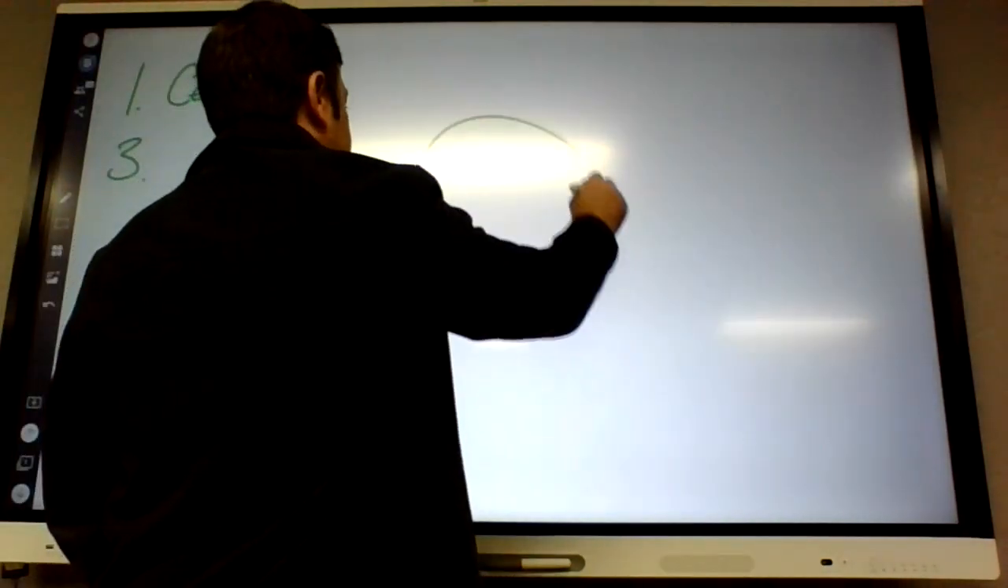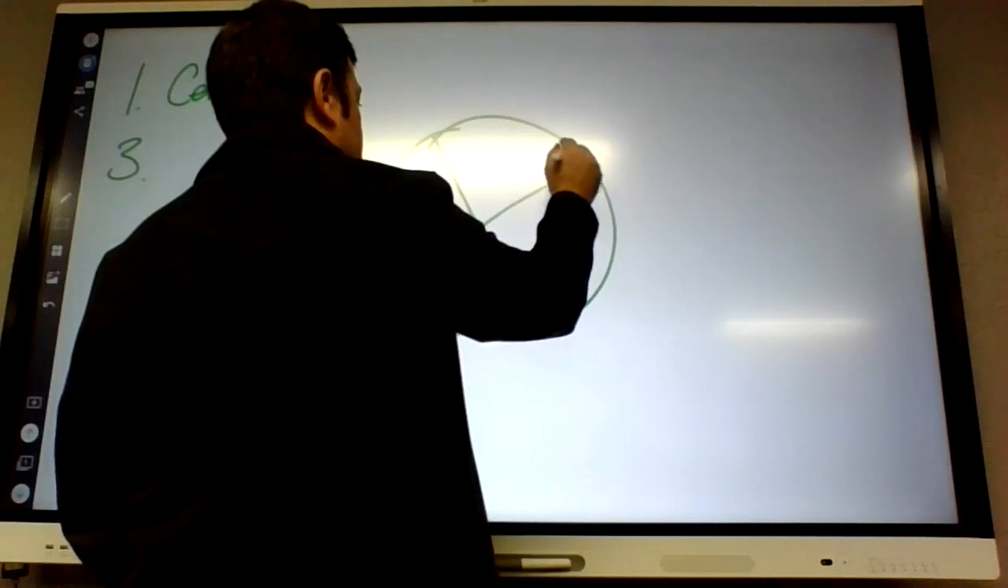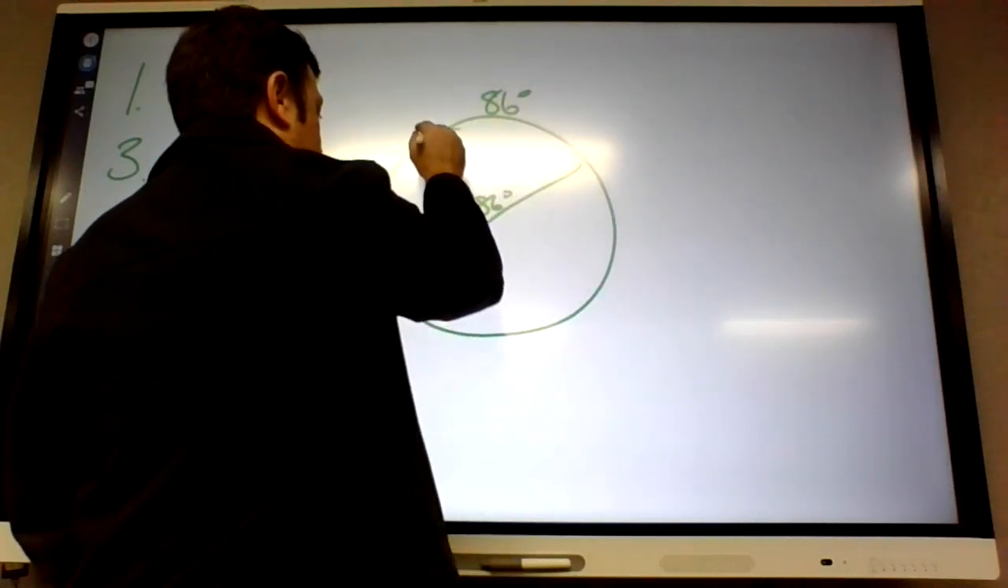Number three. Find the measurement of angle W. If arc XY is 86 degrees, what does angle W have to be? 86. A central angle is equal to the arc that it intercepts.